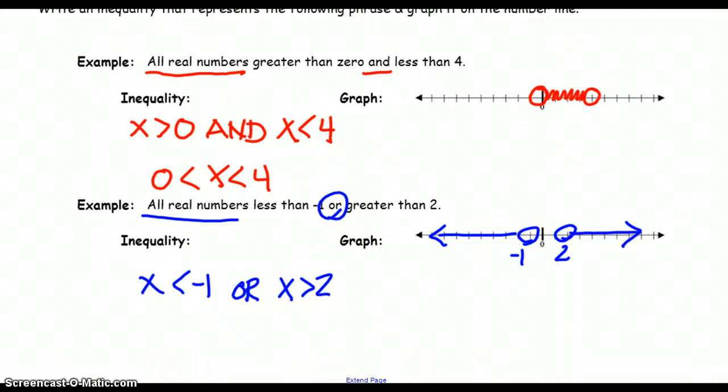Now, if I didn't mention this, to identify the difference between an and an or inequality, it's simple. All or inequalities will always have the word or.